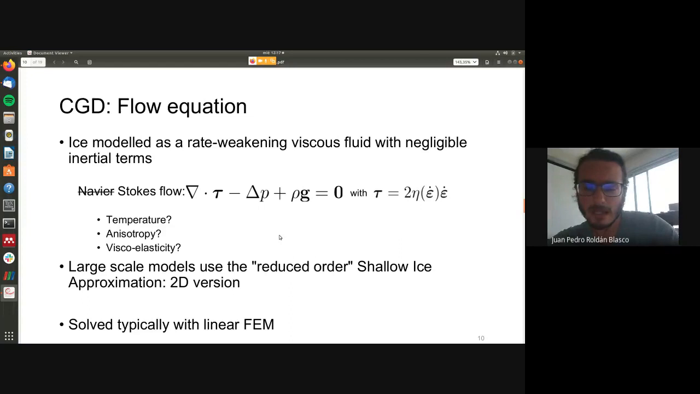And well, if we have smaller domains, such as a mountain glacier, maybe we are using the full version of this equation with all the components. If not, we use something that's called reduced order. I don't like that, but it's kind of like a 2D approximation of this equation. It is the famous shallow ice approximation that we use in Antarctica, etc. But in the end, basically, we have this equation, Stokes flow with a very nonlinear fluid. And that's what we are going to use in the core of our domain, and we will solve it with linear finite element methods, usually.